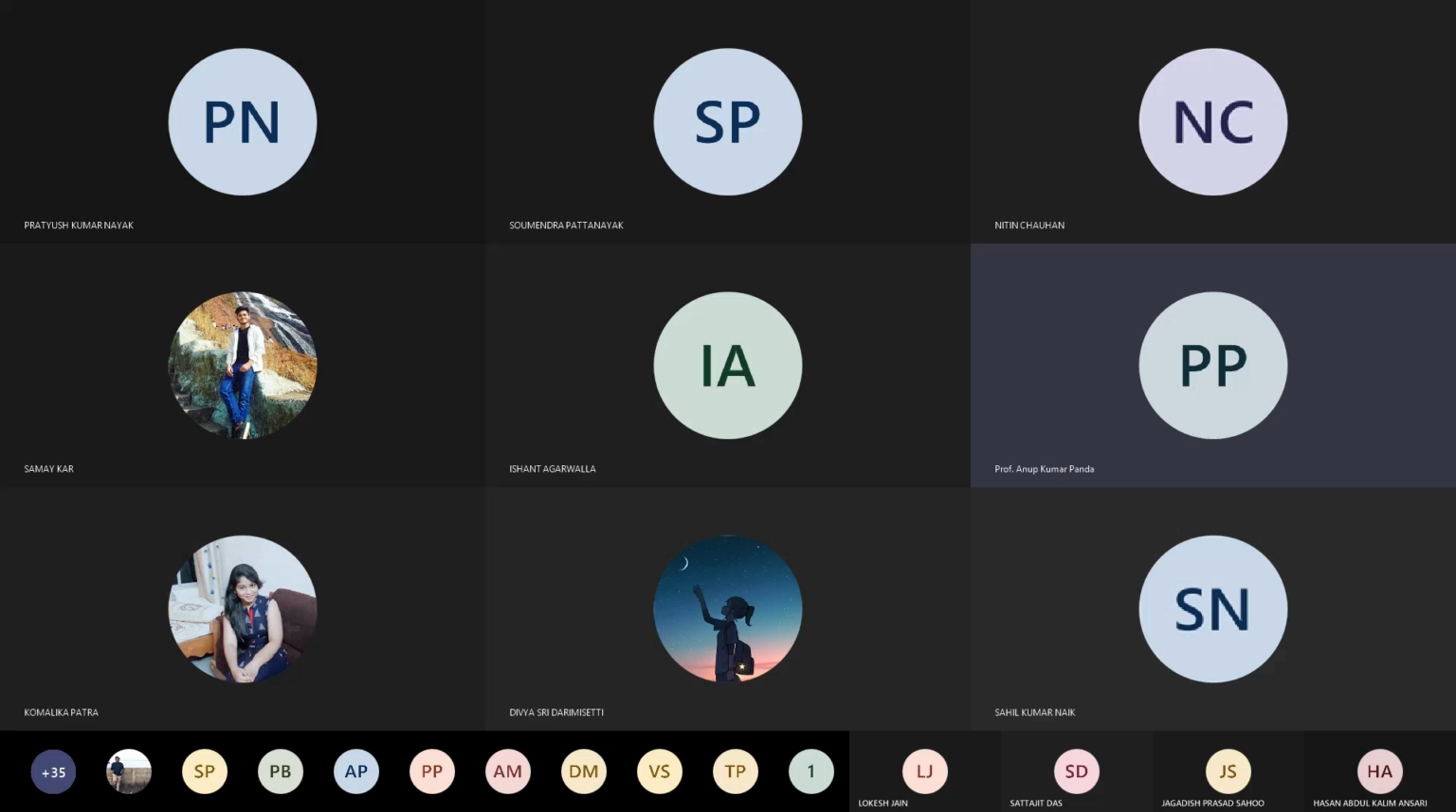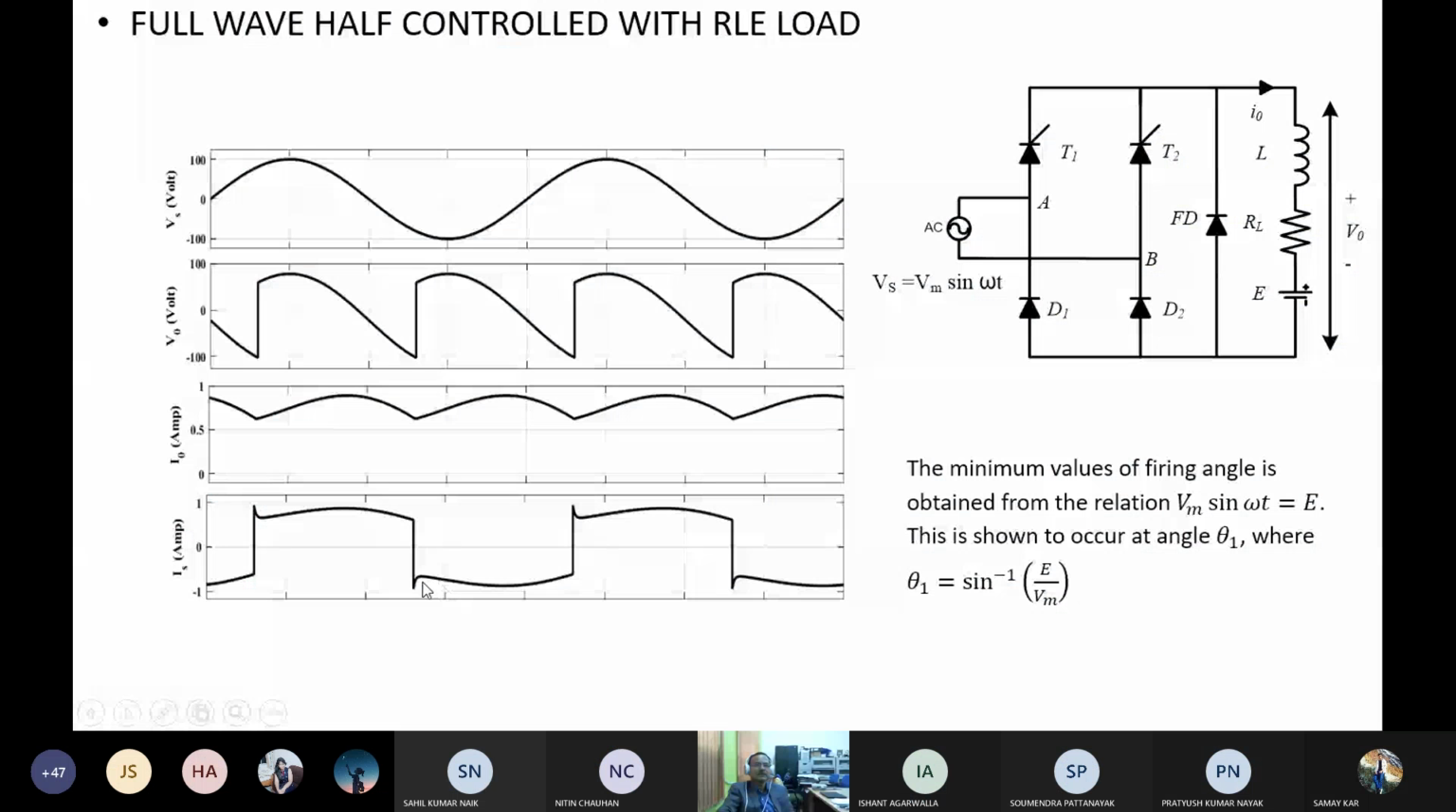And so this source current also will be 0 during the freewheeling period because the source side is disconnected from the load side.